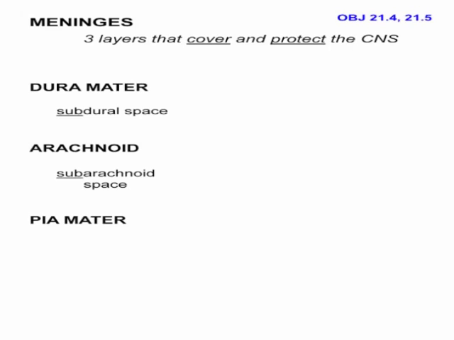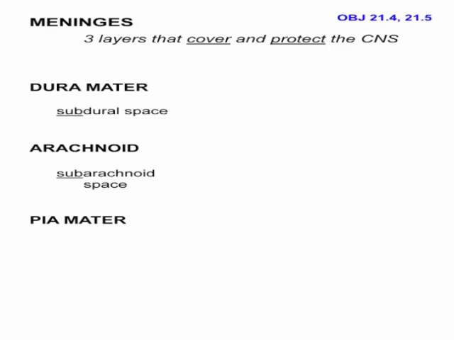Next, we will be talking about the meninges. The meninges is a connective tissue and consists of 3 layers that cover and protect the CNS, which are the brain and spinal cord. Number 1 is the dura mater, which is the outermost membrane.